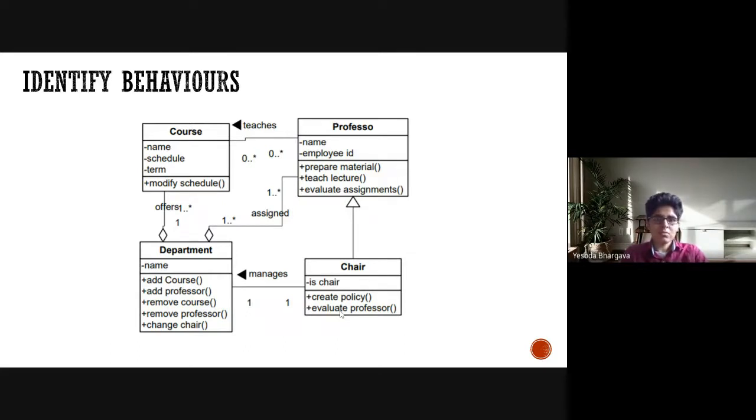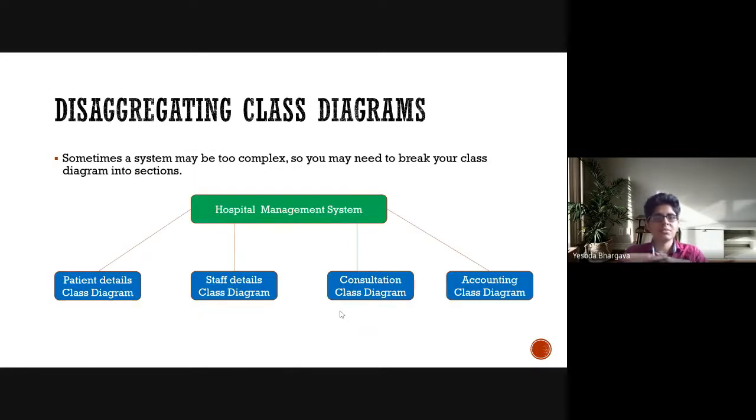Now, this was a very simple example. Sometimes what can happen is that the system may be too complex, so one class diagram may not be sufficient to explain what exactly is happening in the overall system. So in that case, what you do is you try to identify the major functional chunks of your overall system.